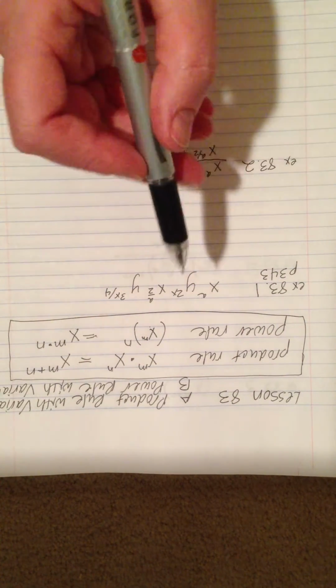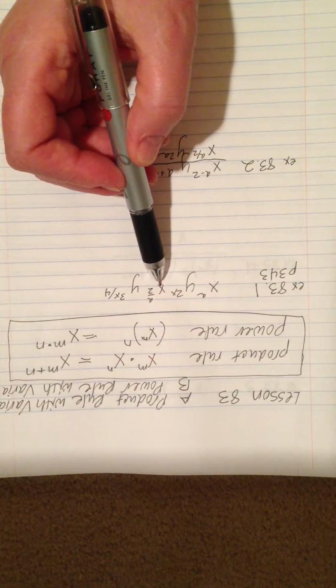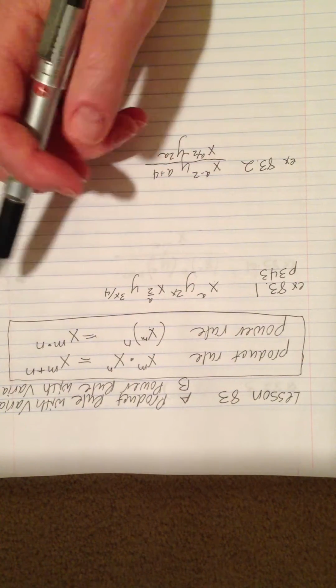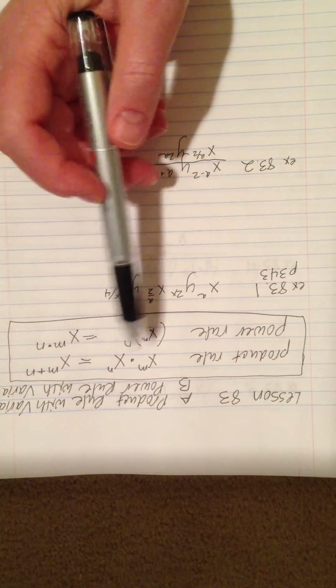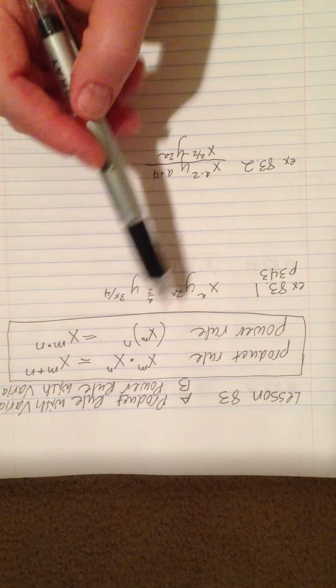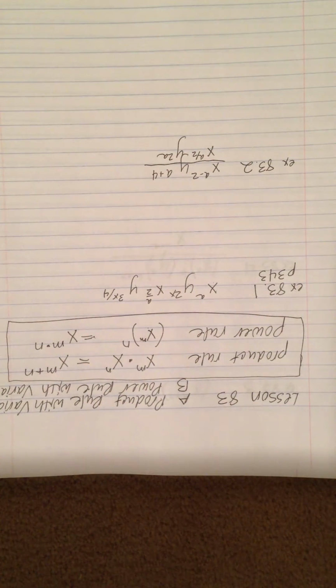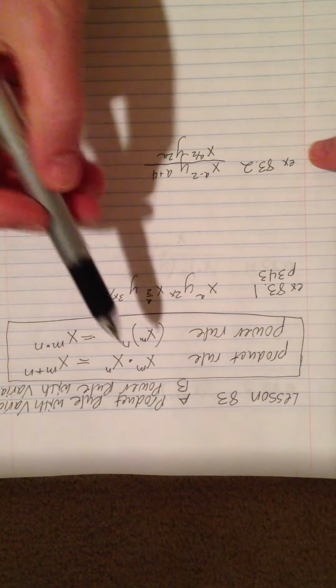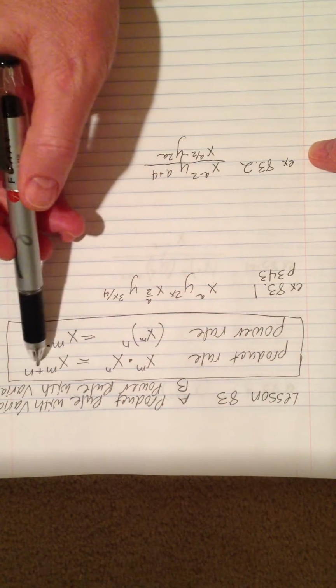And what we're going to do, in this case, you can see we've got matching bases. We've got a pair of x's and a pair of y's. They each have exponents with creepy letters in them. You can see they're really complicated, but we're not going to let that throw us. We're simply going to use the product rule for exponents, and we're going to add the exponents.